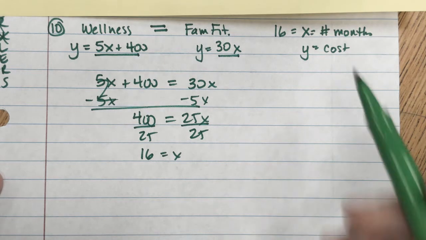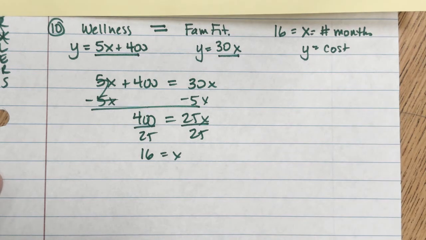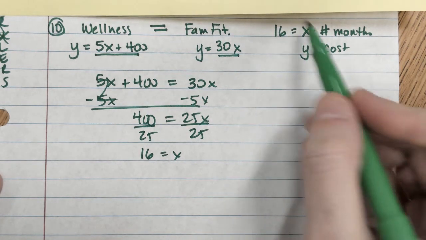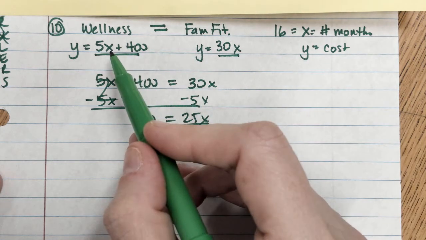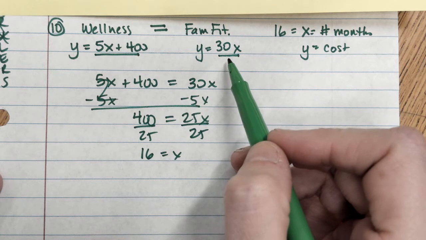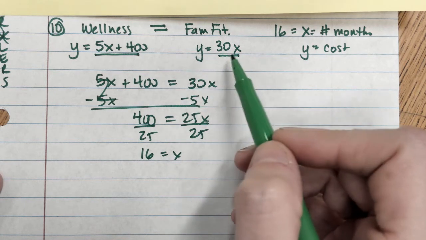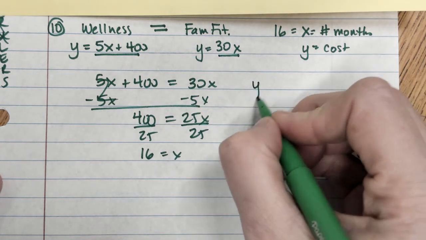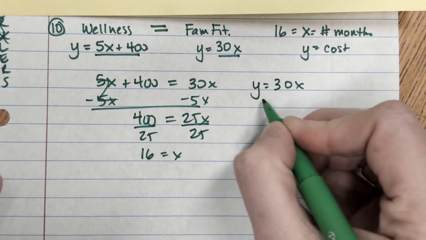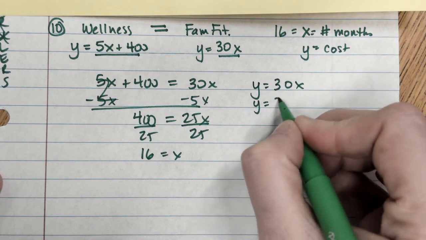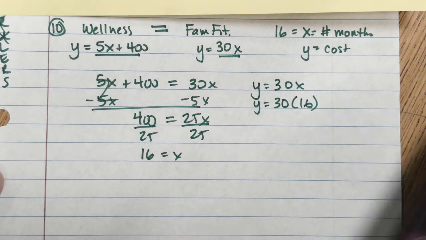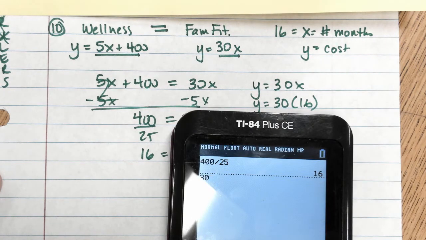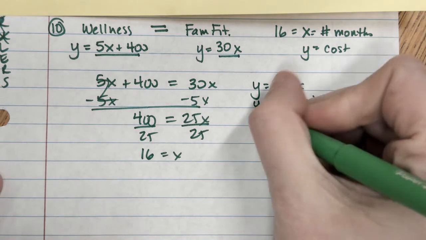So now that I know what x is, now I'm going to use x to find y. Well, I could use this equation, but doesn't this one look easier? Doesn't it look like it would be easier to just plug in x for this one? I'm going to do that. y equals 30x, which means it's y equals 30 times 16. Okay, so I'm going to do 30 times 16, and I get 480.